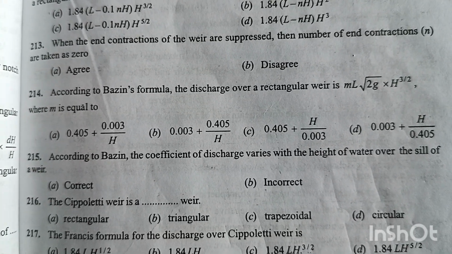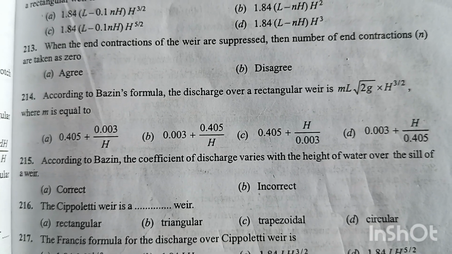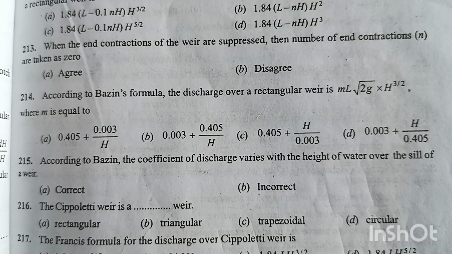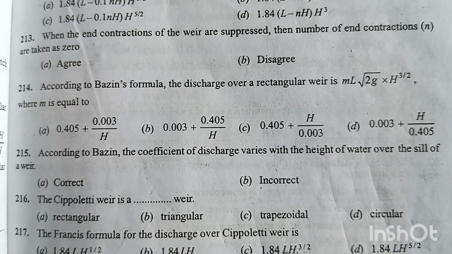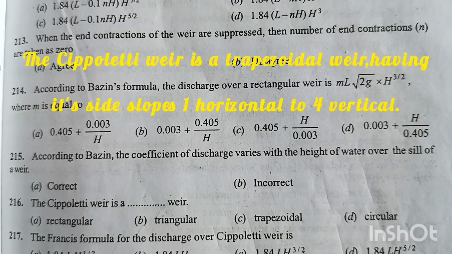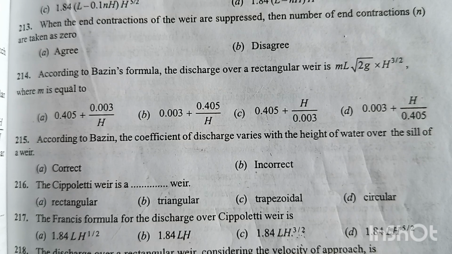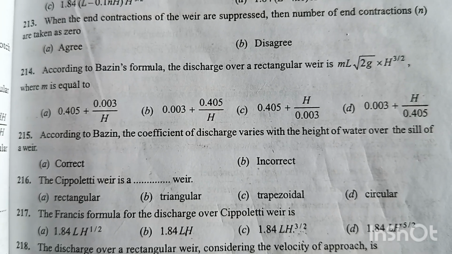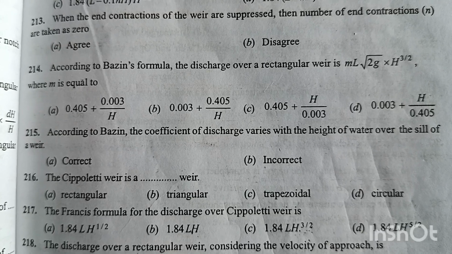Question number 215. According to Bazin, the coefficient of discharge varies with the height of water over the sill of the weir. Option A is the right answer. Correct. Question number 216. The Cipolletti weir is a trapezoidal weir. Option C is the right answer. Question number 217. The Francis formula for the discharge over a Cipolletti weir is 1.84 into L into h to the power 3/2. Option C is the right answer.